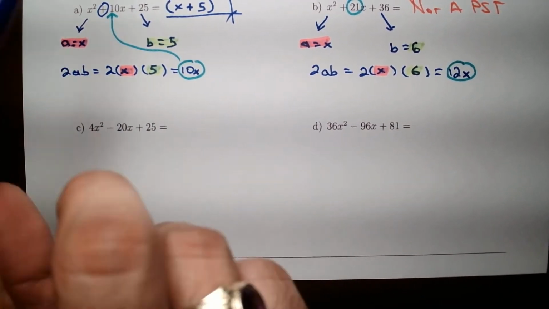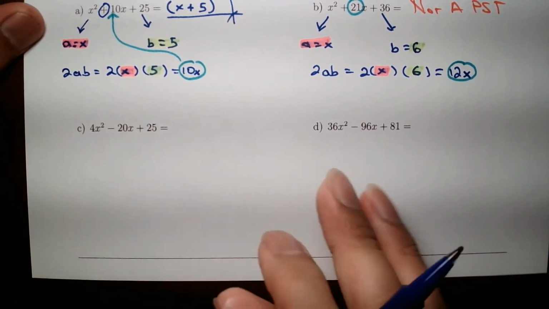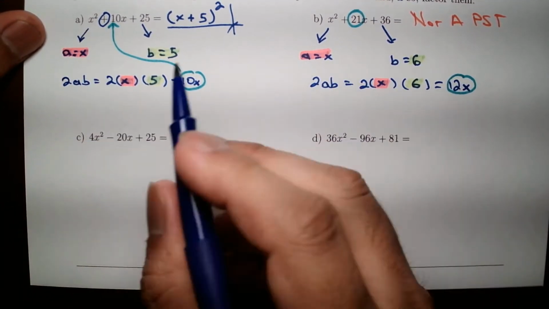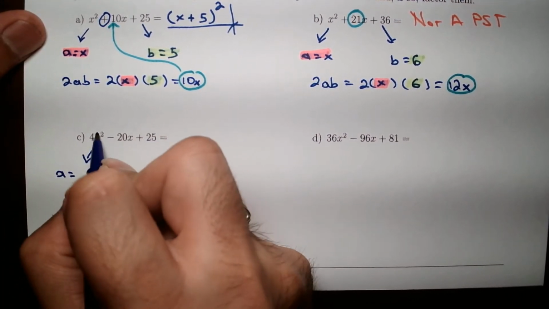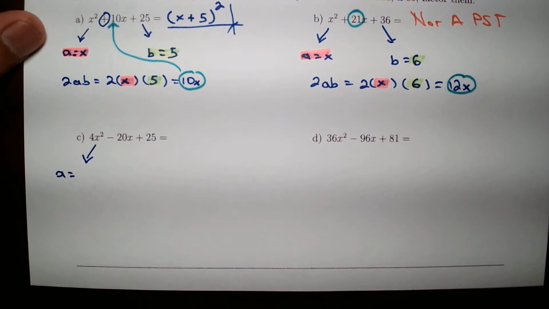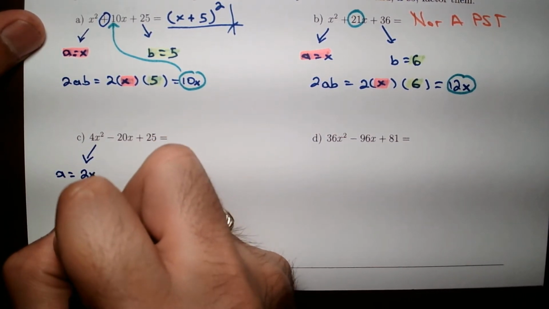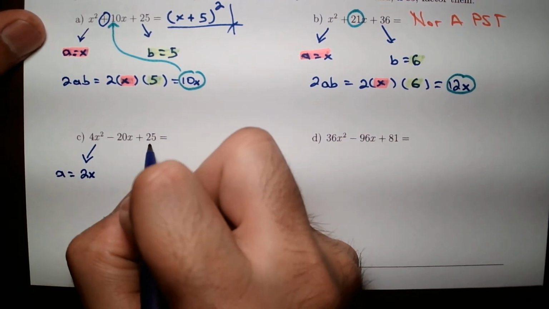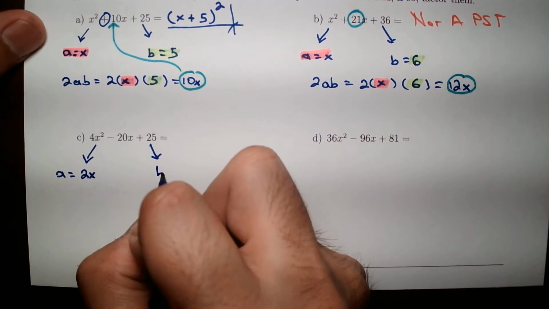Now the leading coefficient is a number different from 1, as opposed to examples A and B. So we need to find the quantity a, whose square is 4x squared. In this case it is 2x, because 2 squared is 4, and x squared is x squared. On the other hand, 25, that's b.